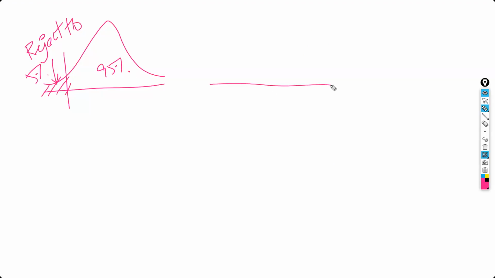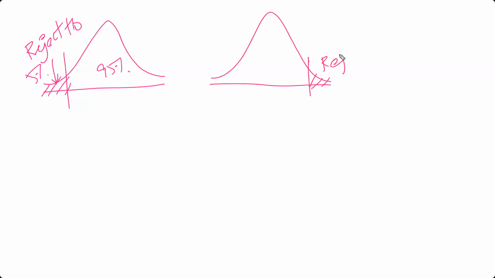Right tail rejection means that rejection of the null hypothesis is again 5% on the right side, and acceptance is 95%. This is a left tail test and this is a right tail test. Let us see an example for a left tail test and an example for a right tail test.